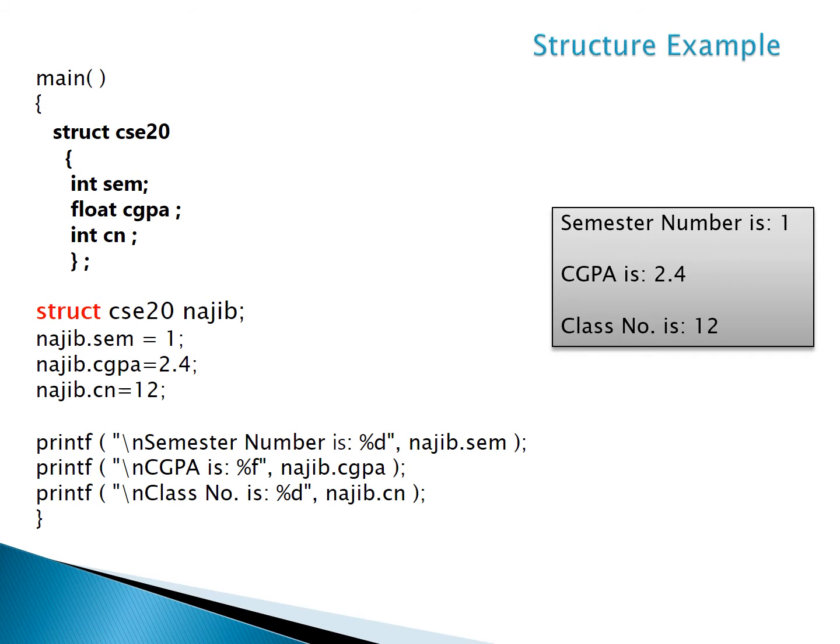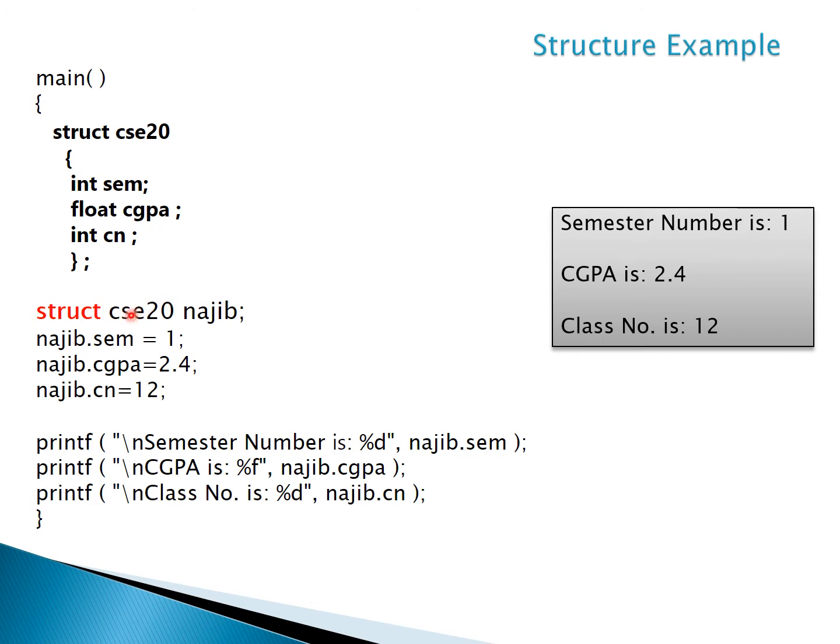In this example, we will demonstrate how to use a structure in a program. We have one structure here. The name of the structure is CSC20, and this is the structure definition, and these are the members of the structure. This is the name of the variable, and the type of variable is CSC20, and CSC20 is a structure. So basically this is a variable declaration.